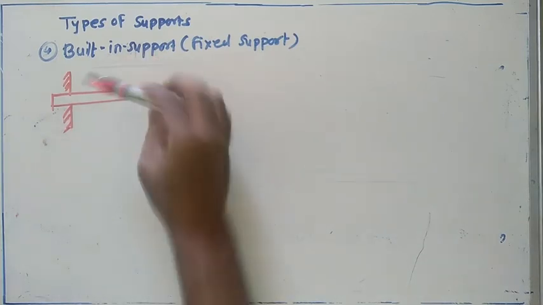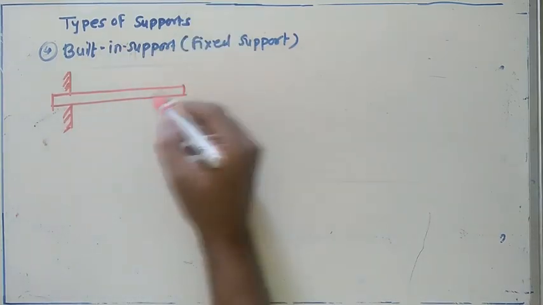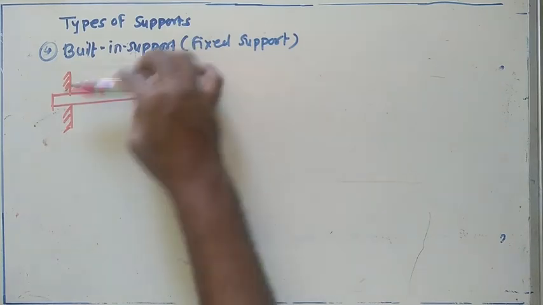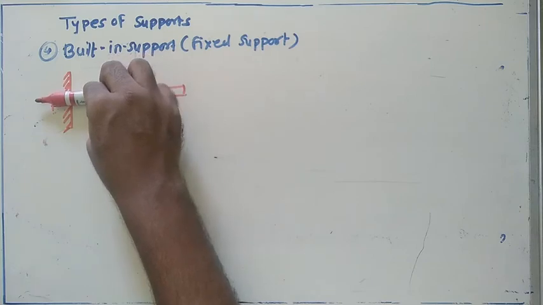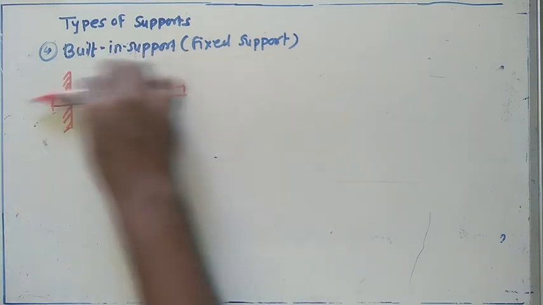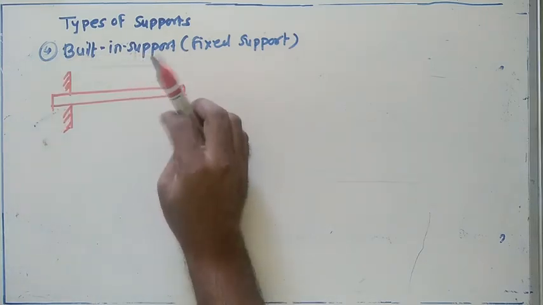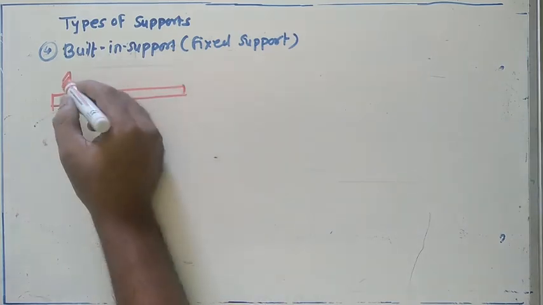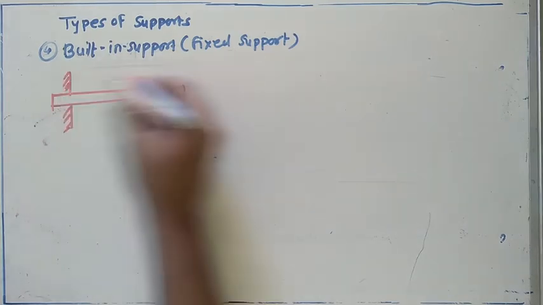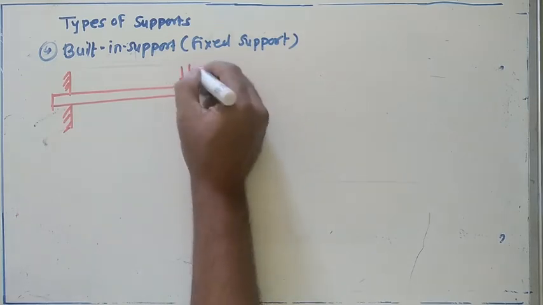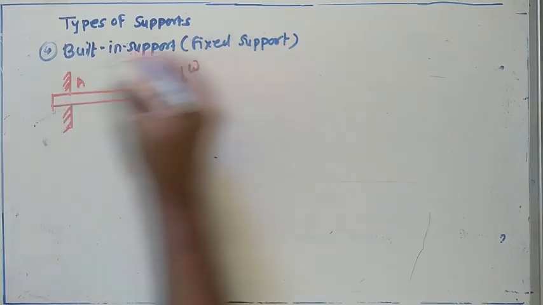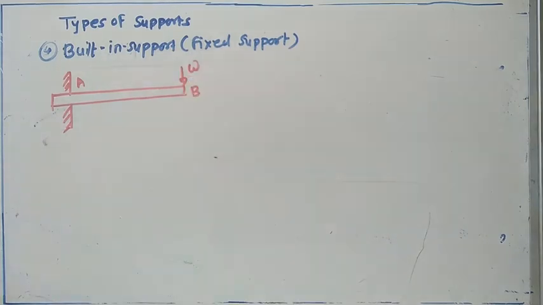Okay, so already you have seen the example with the cantilever beam. Some portion of this beam goes inside of the wall surface. This is nothing but the built-in support. Built means here that it goes inside of that wall surface. So this becomes a fixed end, and the other end is free here. When I put the load here, let's consider this is the A end and this is the B end.